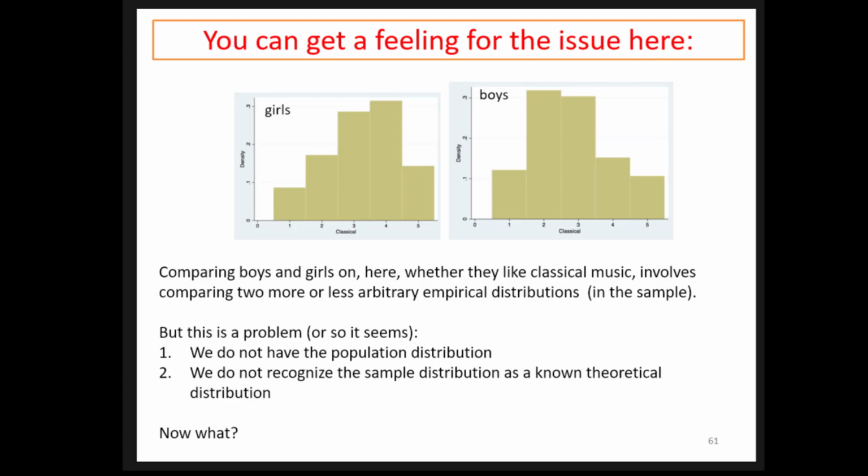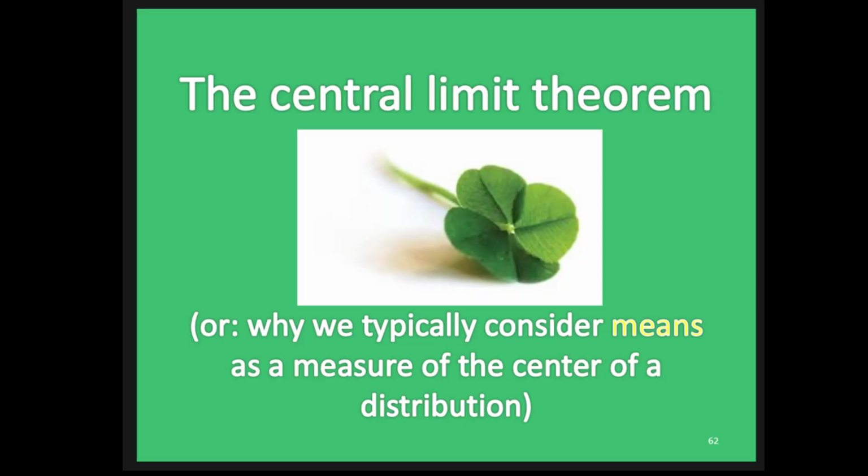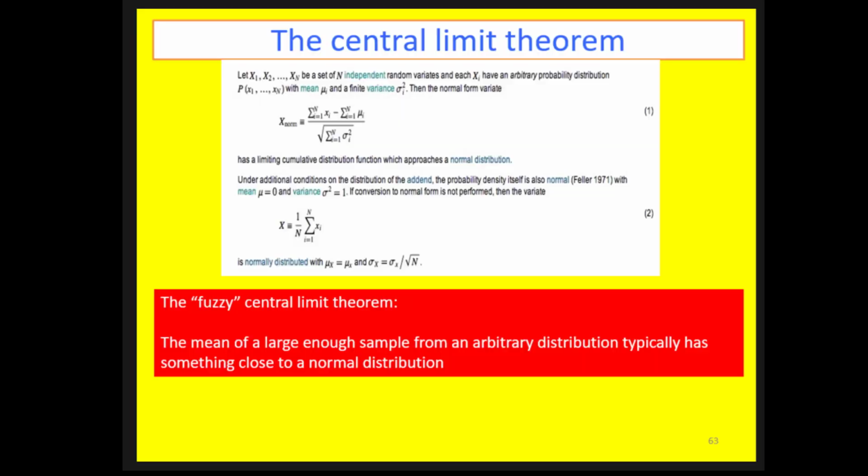However, to the rescue, we have what's called the central limit theorem. And this is the reason why we consider differences in terms of averages. The central limit theorem says this. This is the complicated version. If we have n independent random samples, and we calculate the mean of that random sample, then what we will see is, if that sample is large enough, the distribution of means will have a standard normal distribution.